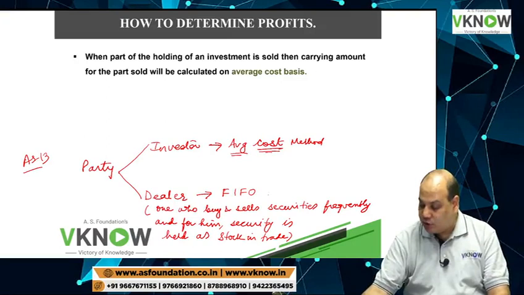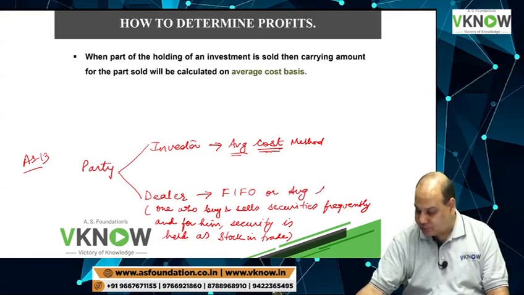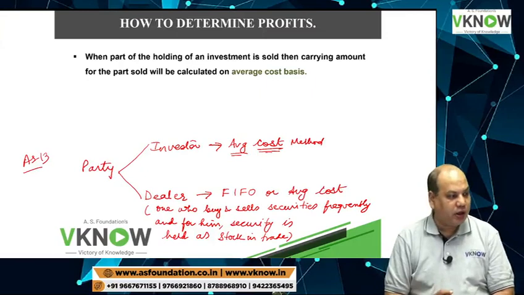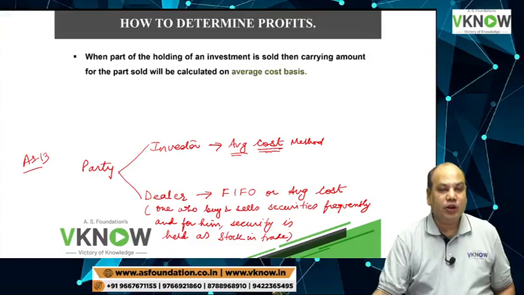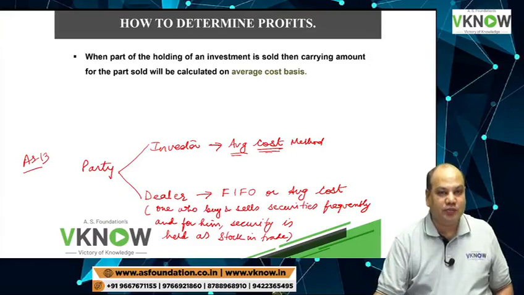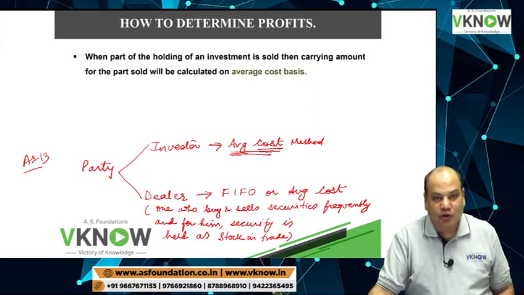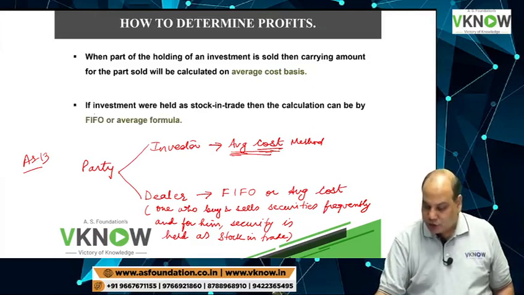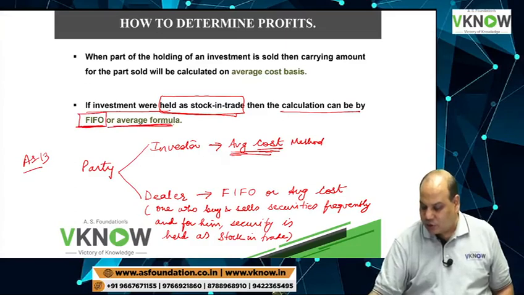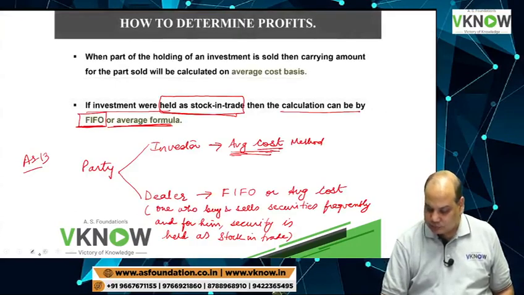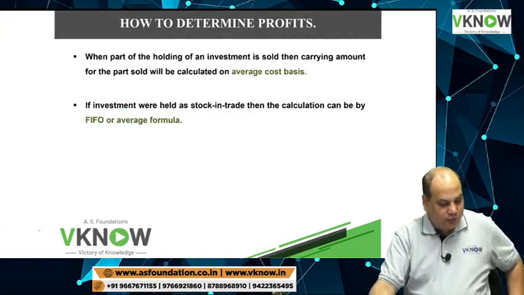So a dealer can follow FIFO or average cost method, but if the investment is not held as stock in trade, then you have to follow only one method, and that is called the average cost method. If investments are held as stock in trade, calculation can be done by FIFO or average cost method.